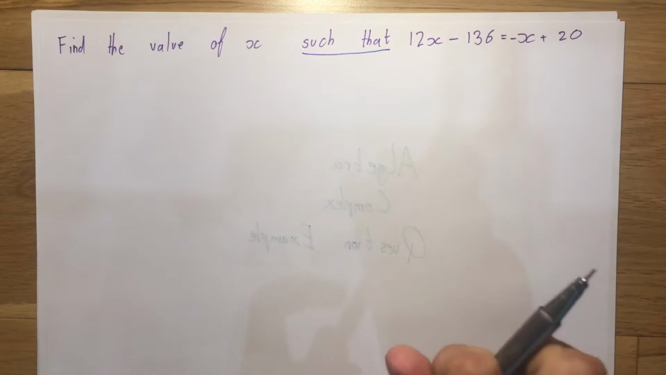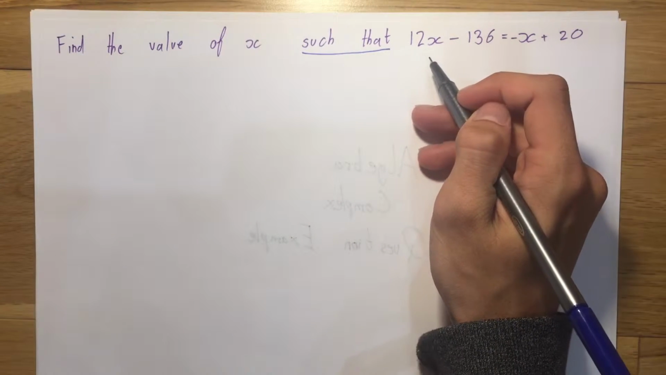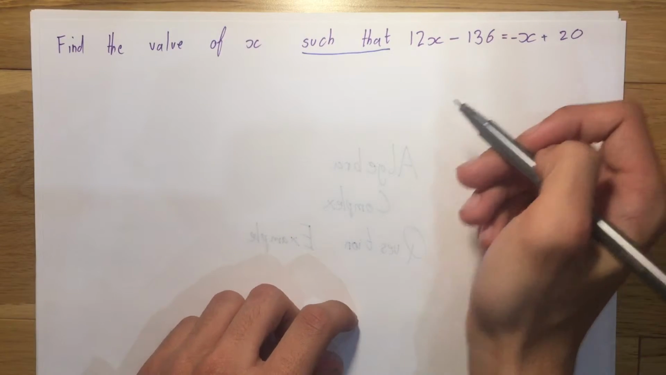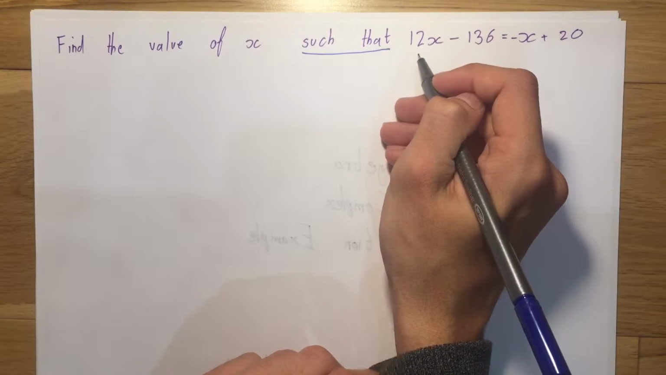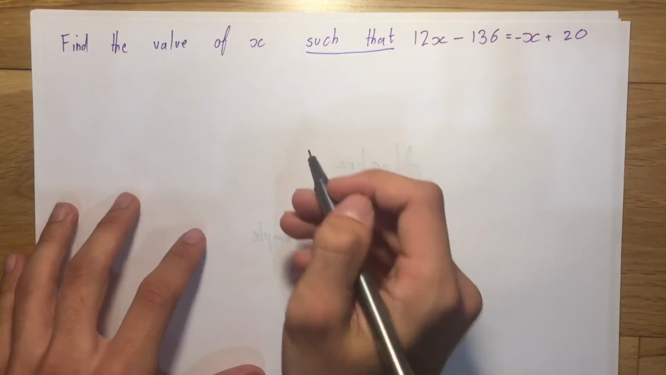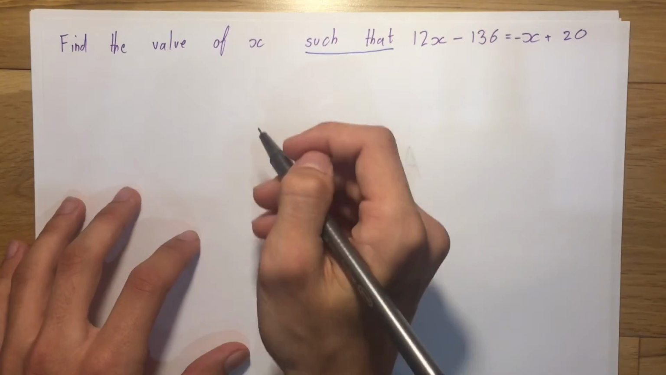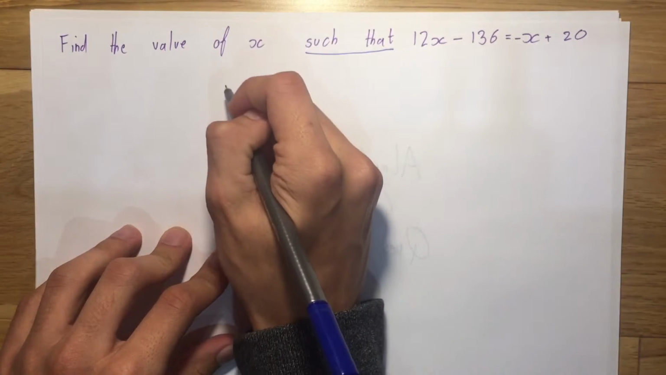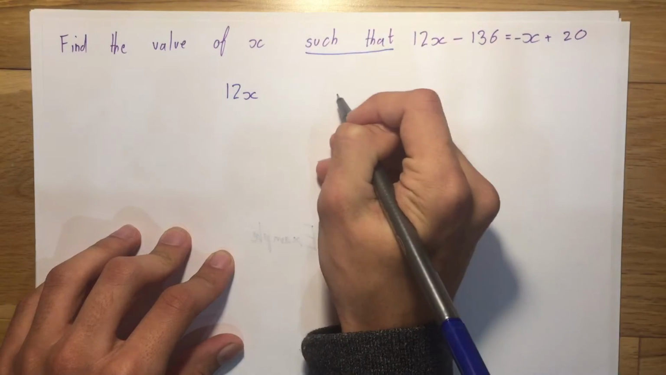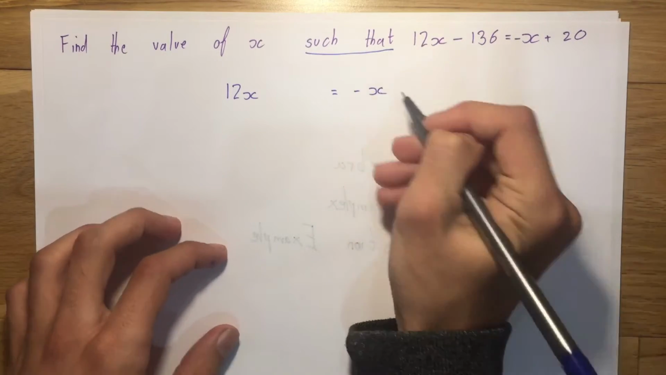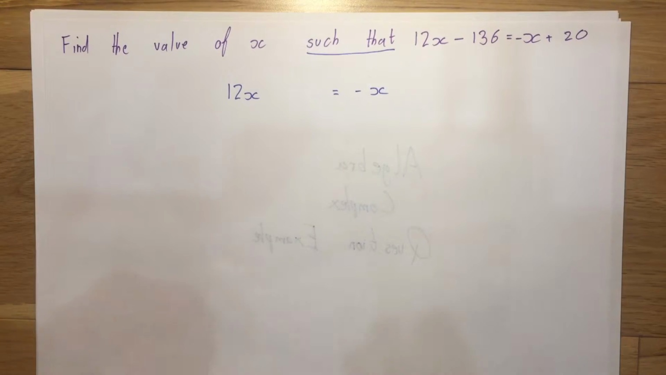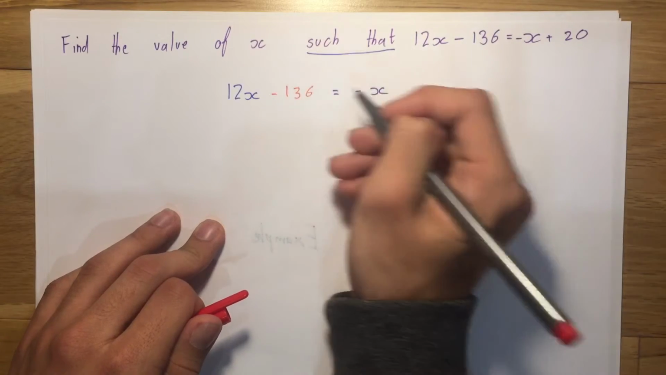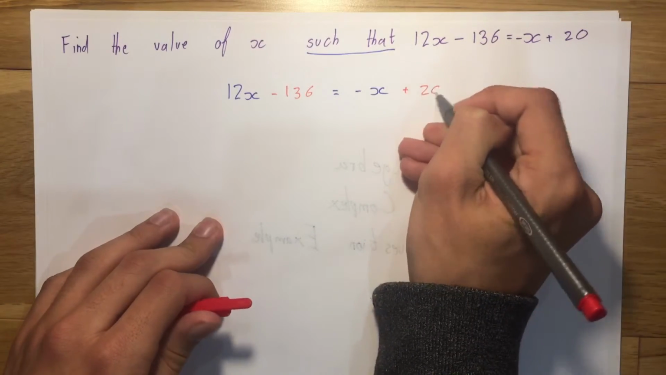The best way to do this is to move all of the x values to one side and all of the number values to the other side, and then divide by the coefficient of x, the coefficient being the number in front of the x. Okay, so we're going to break this down into two parts, the x parts and the numerical parts. So we've got 12x on this side and we've got minus x on this side. On the numerical side, we've got minus 136 on this side and plus 20 on this side.